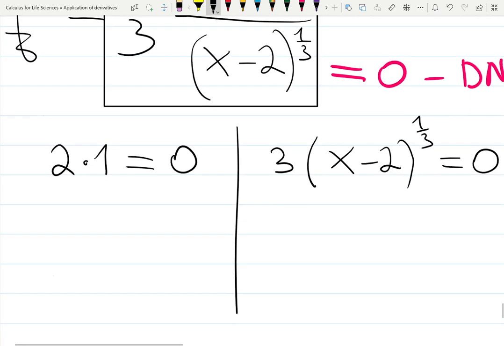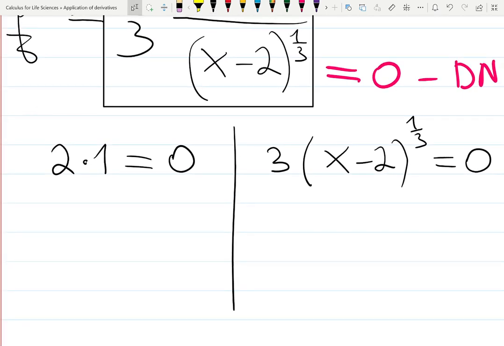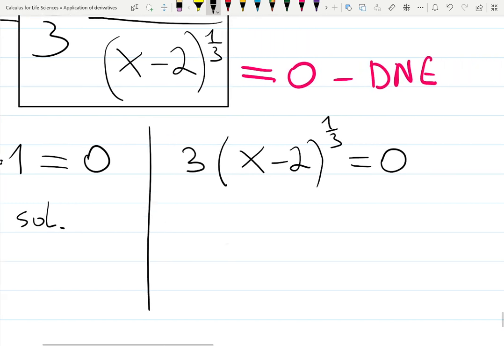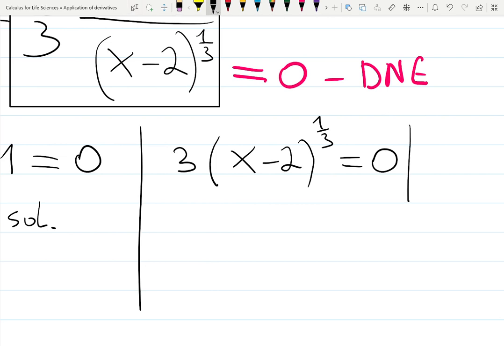For the first case, what would you say for that case? Does not exist. There's no solutions for that. 2 does not equal 0. So no, that does not work. No solutions here, but sometimes you will get solutions. The problem will be just too long. I will do this example next week when we have solutions from both numerator and denominator. From the second one, we will have something.